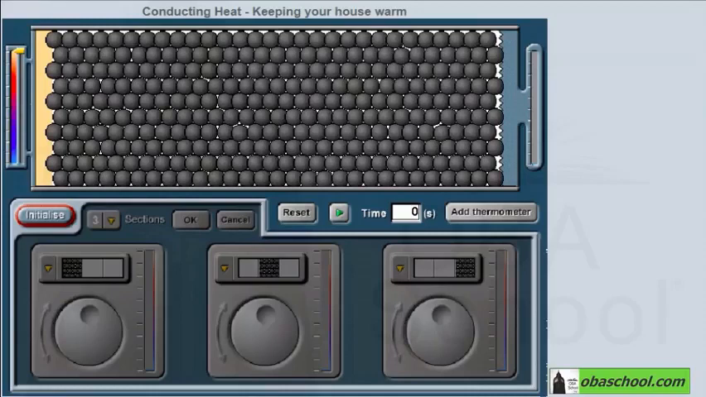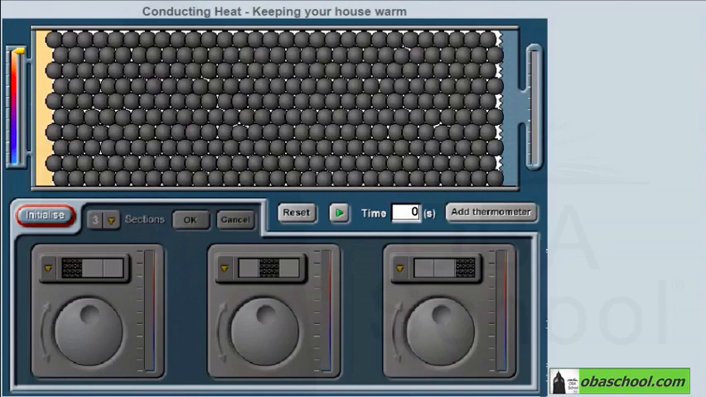Hello everyone. In this video, we're going to discuss a real-life situation. We're going to figure out how to keep a house warm. Imagine that the solid here represents a wall of a house. The wall is cold, but the inside of the house is hot. So the inside of the house is warm since there are heaters, while the outside of the house is cold because of the cold weather.